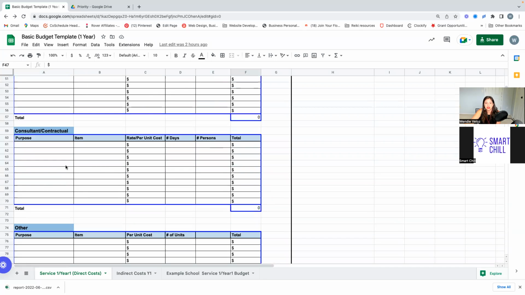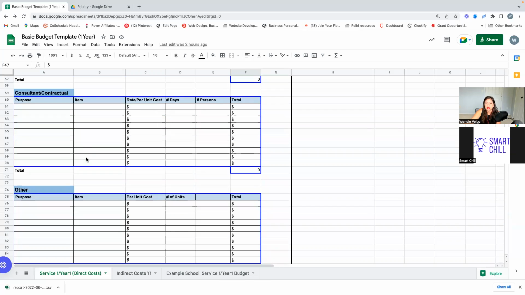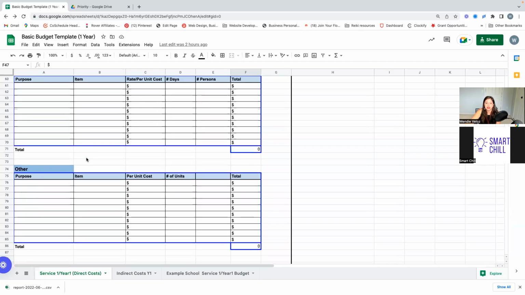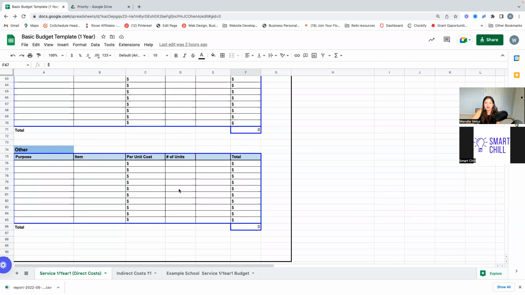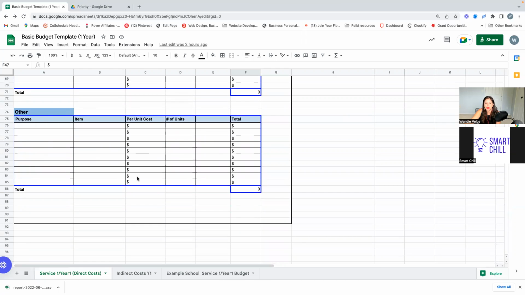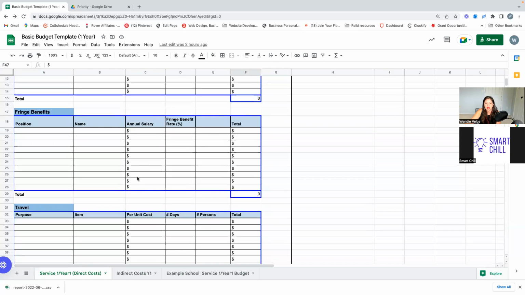And the last one, contractual, is a little different, because usually we'll have a rate for a contractor. It might be an hourly rate, a daily rate, whatever that is. And you would have how many days or how many hours they're working and how many contractors you have. So this is really where you put in kind of more of those big contracts that you might be providing for training or things like that. Here is the other. So again, thinking about what other things you could be providing that would fall in the other category. So these are all direct costs.